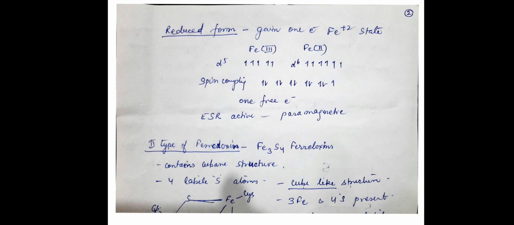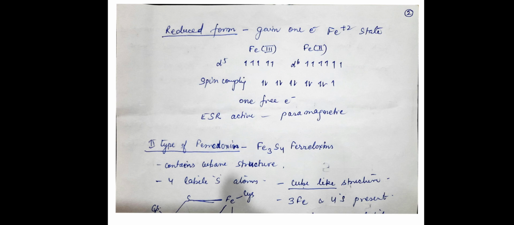Iron has a tetrahedral structure, so it has 4 bonds. 3 bonds are bonded with sulfur, which are bridged groups, and 1 bond of the tetrahedral structure is attached with the sulfur of the cysteine ring. So 3 are bridged and 1 is the cysteine ring sulfur. Bridged sulfurs are labile and the sulfur which is part of the cysteine ring is inert. Overall, if we see the complete structure, there are 4 labile sulfurs and 3 inert sulfurs.